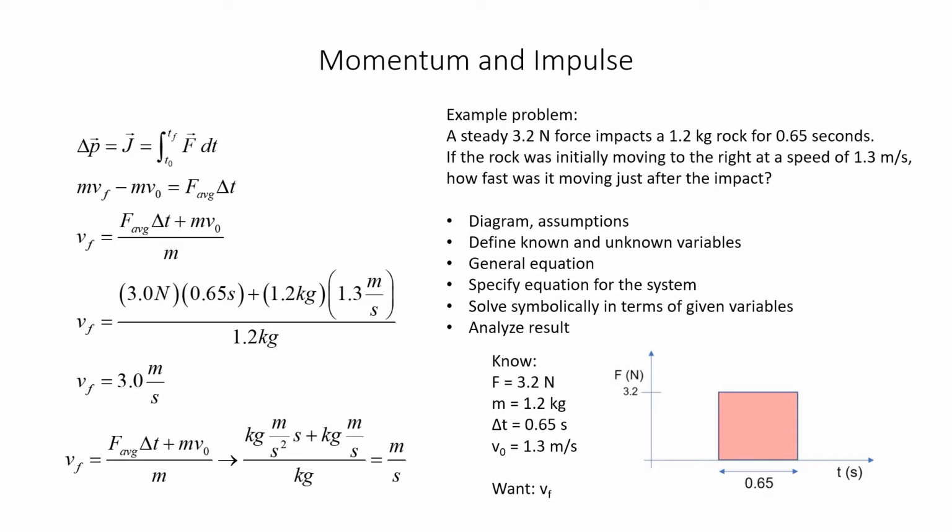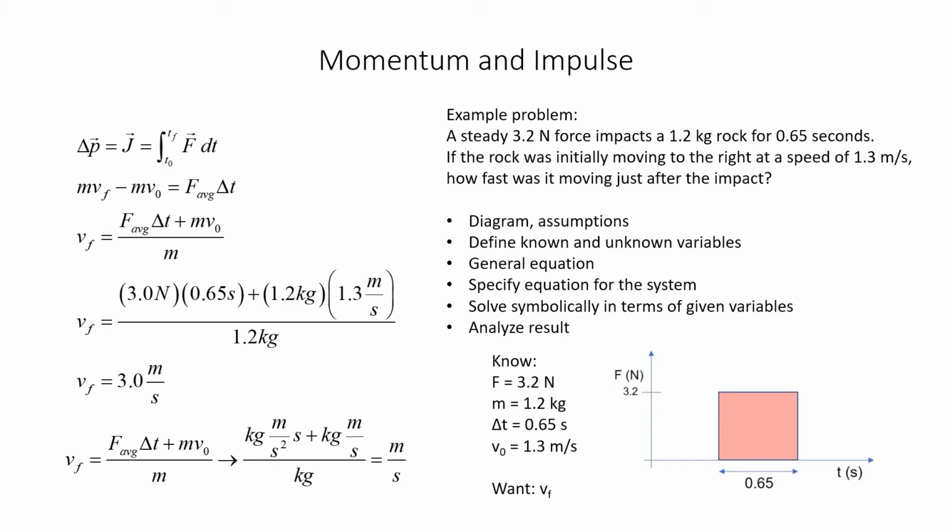Let's start by looking at the units to make sure they make sense. Force is kilogram meters per second squared times delta t. Adding on the m v0, that's kilograms times meters per second. Dividing through by kilograms, we see that our final velocity has units of meters per second.